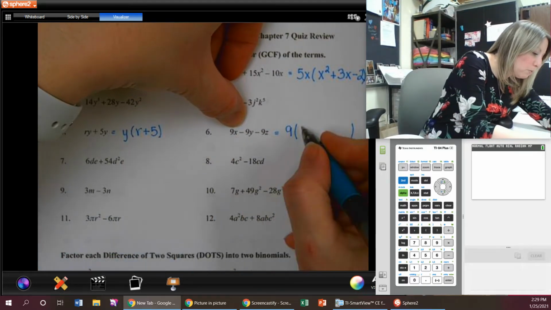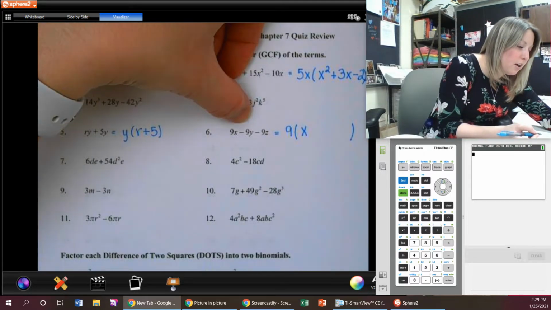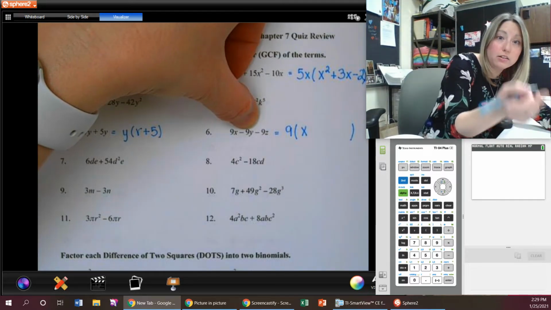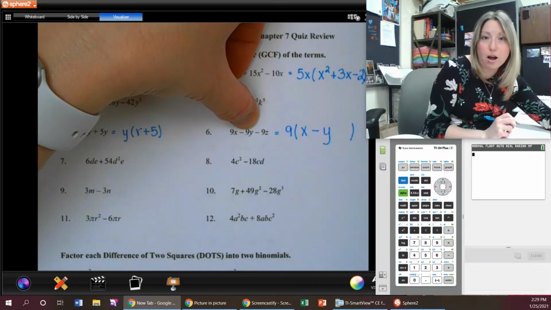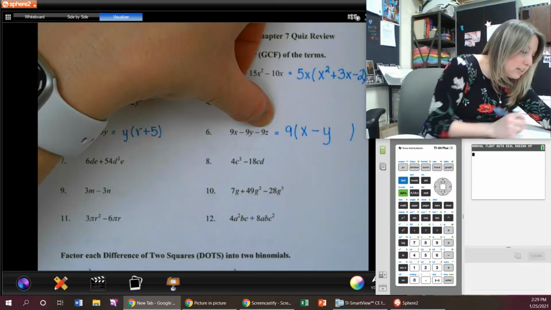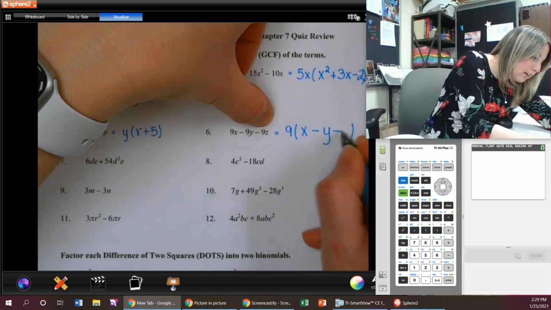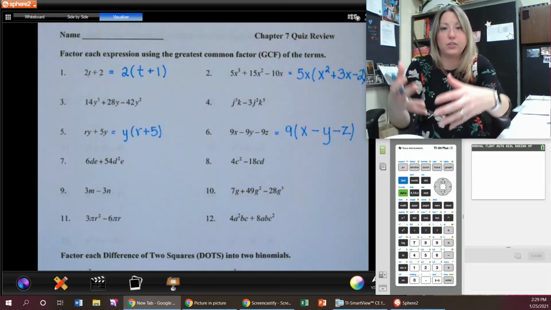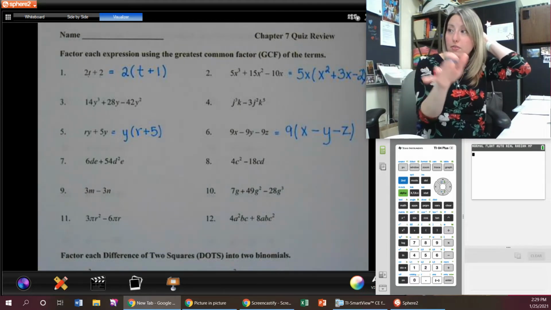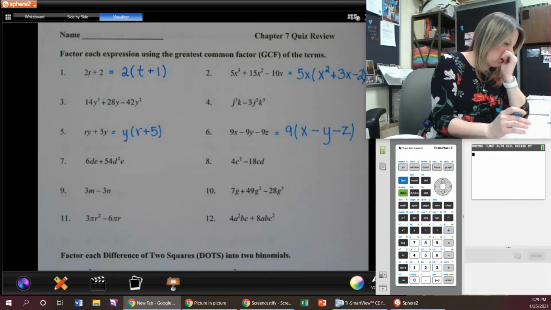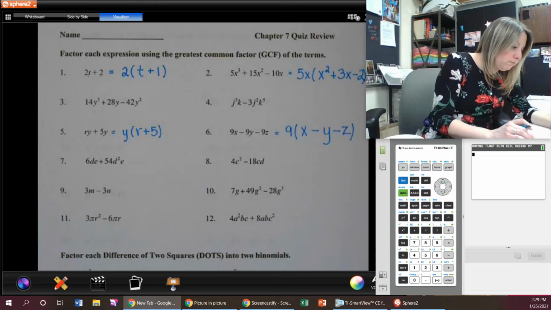9x divided by 9. Well, that's a 1x or just an x. Negative 9y divided by 9. Well, that's a negative 1y or just a negative y. Negative 9z divided by 9. Well, that's a negative 1z or just a negative z. You don't have to write that 1 when it's a 1 term, but you do have to get that sign correct. Okay? Let's look at another one.